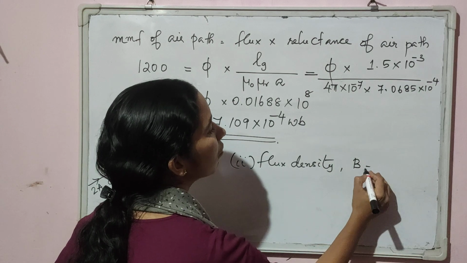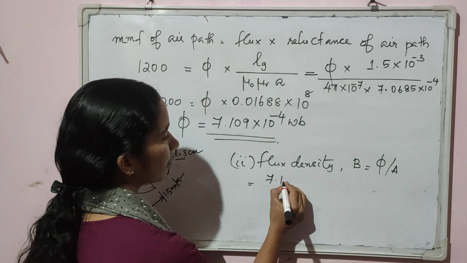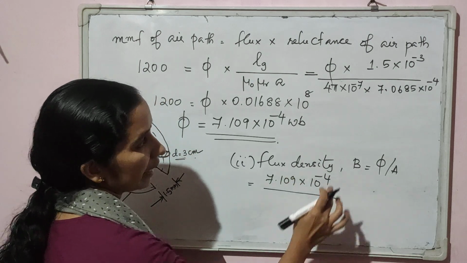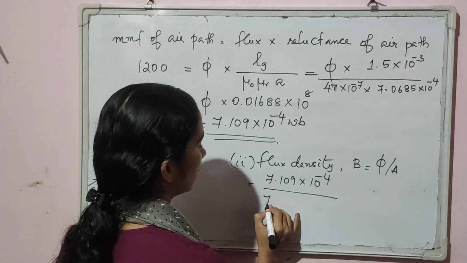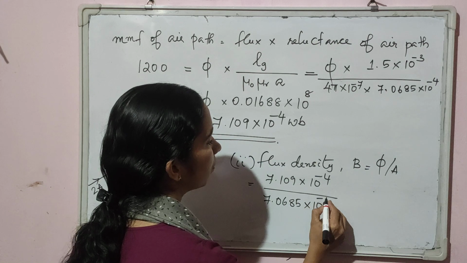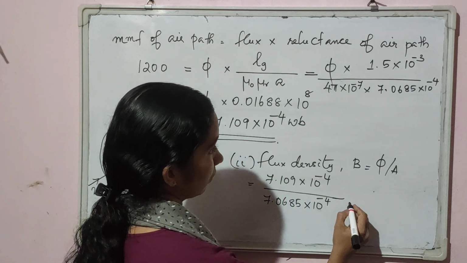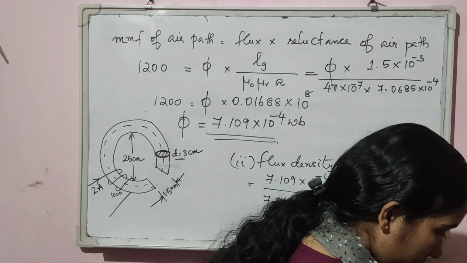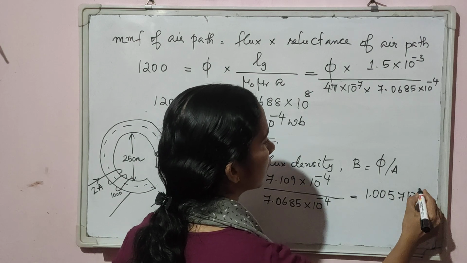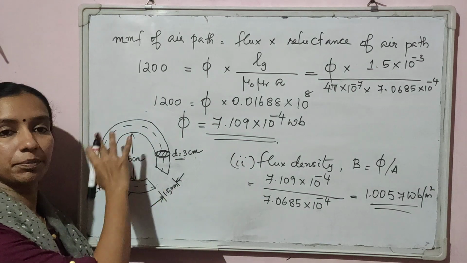B is equal to phi divided by A. So we got phi as 7.109 × 10^-4 Webers divided by area, which is 7.0685 × 10^-4. And the answer will be 1.0057 Weber per meter square. So this is the flux density of this particular circuit.